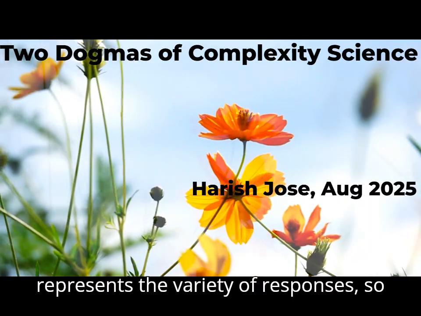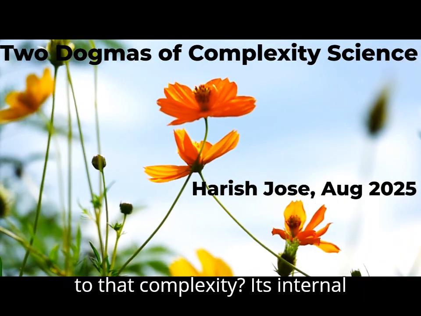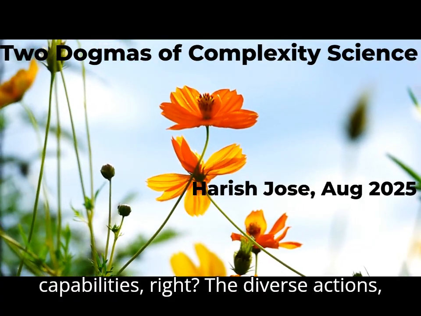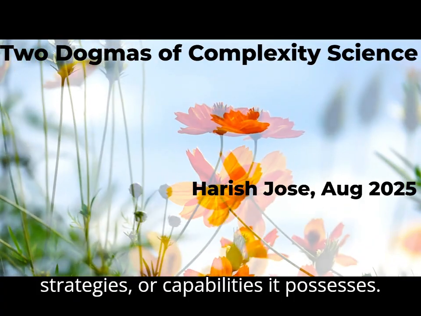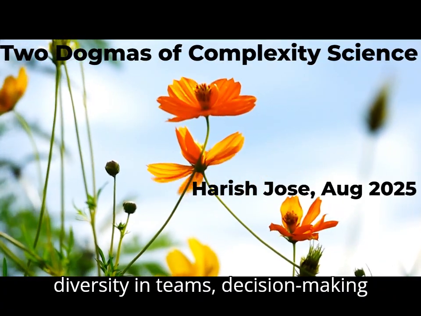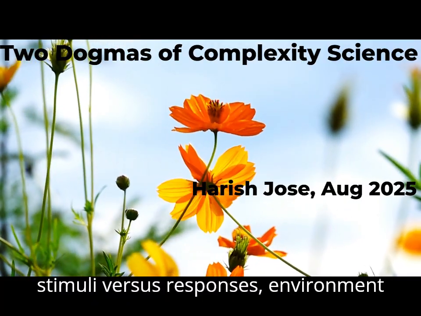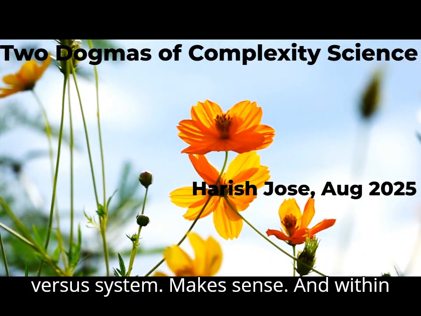That represents the variety of responses. So how much capacity a system has to respond to that complexity. Its internal capabilities. Right. The diverse actions, strategies, or capabilities it possesses. Think operational flexibility, skill diversity in teams, decision-making agility, that sort of thing. Okay, stimuli versus responses, environment versus system.